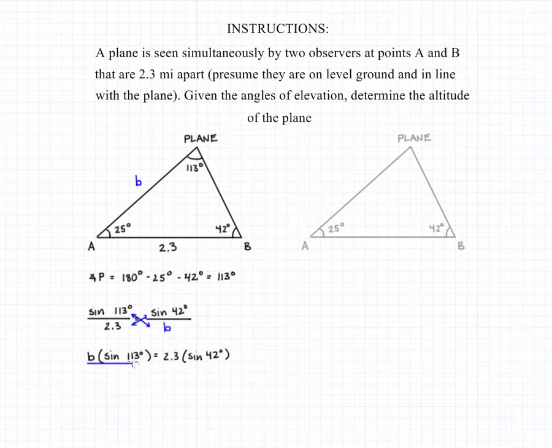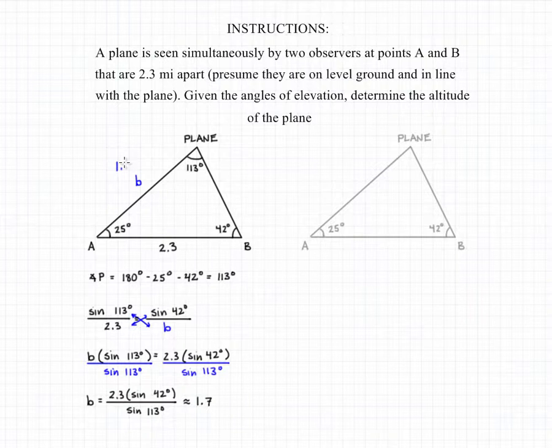From here we can divide both sides of the equation by the sine of 113 degrees, and what we'll be left with is B equaling 2.3 times the sine of 42 degrees divided by the sine of 113 degrees, or approximately 1.7.